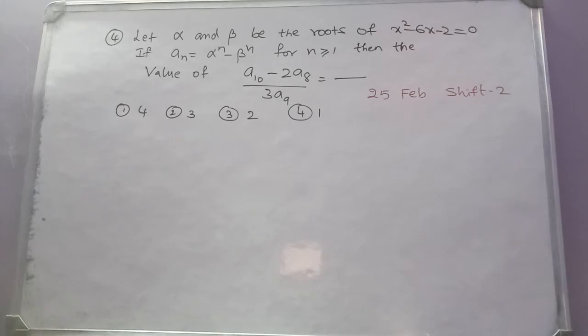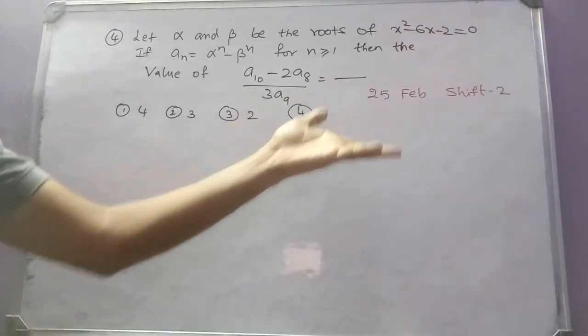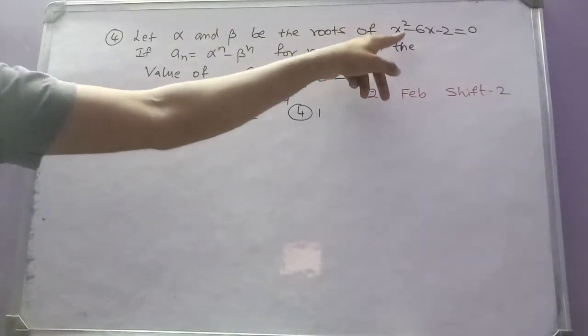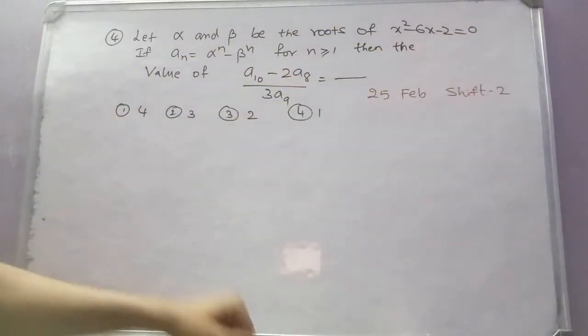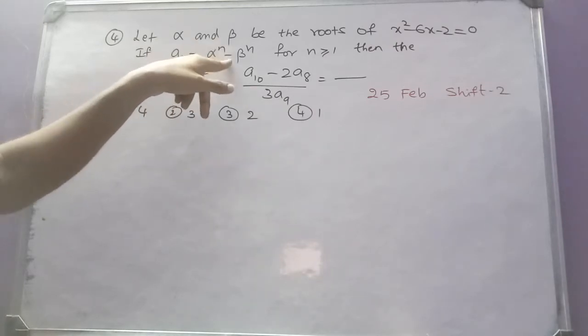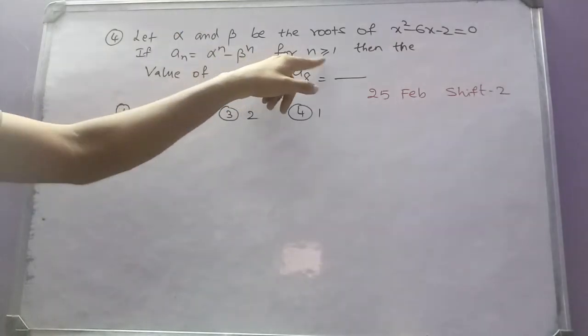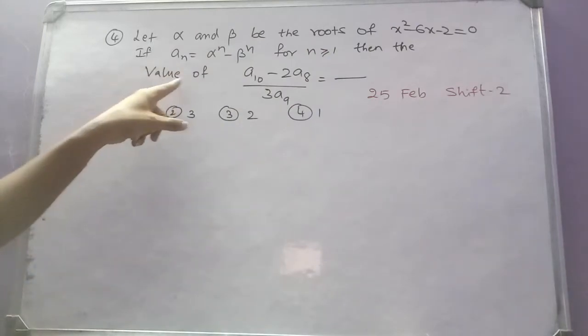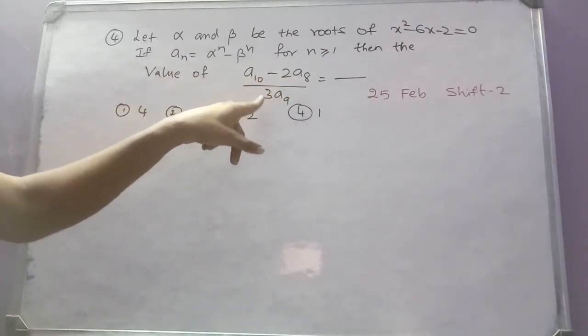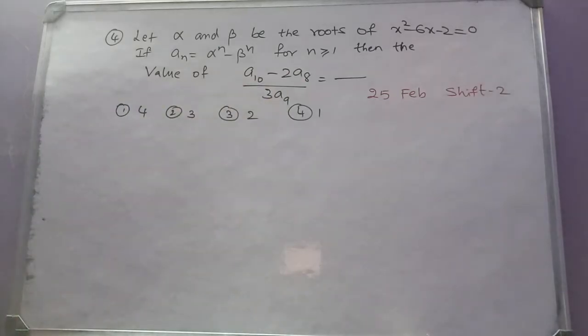Our next question, which was given in 25th February, shift 2. Let alpha, beta be the roots of x square minus 6x minus 2 equal to 0. And if a suffix n is alpha power n minus beta power n for all n greater than or equal to 1, then find the value of (a suffix 10 minus 2 into a suffix 8) divided by 3 into a suffix 9. A similar model question is given in a previous year IIT JEE.